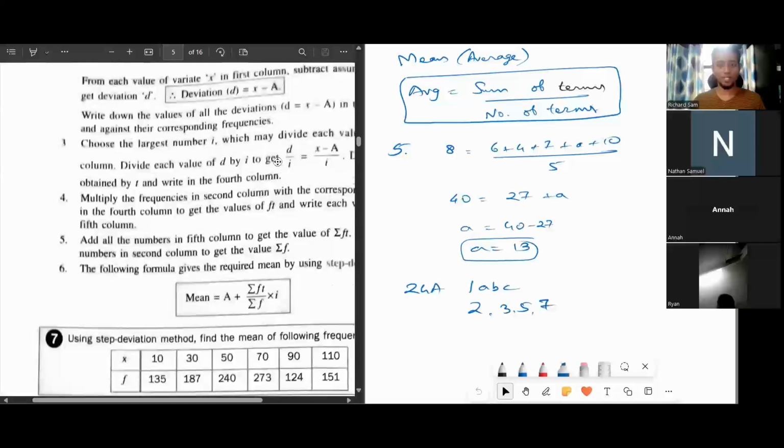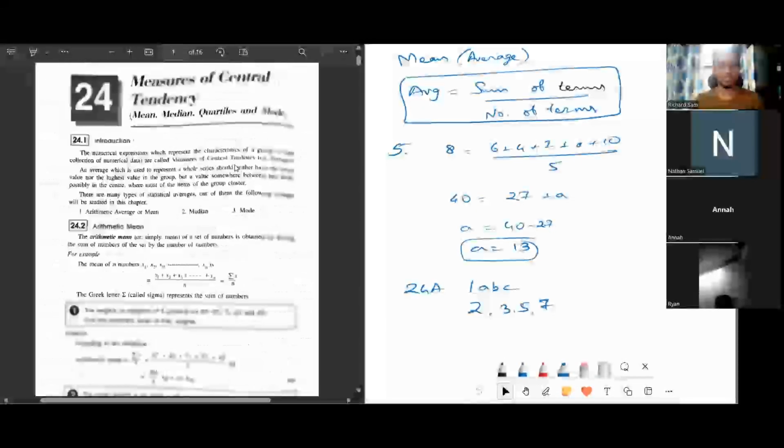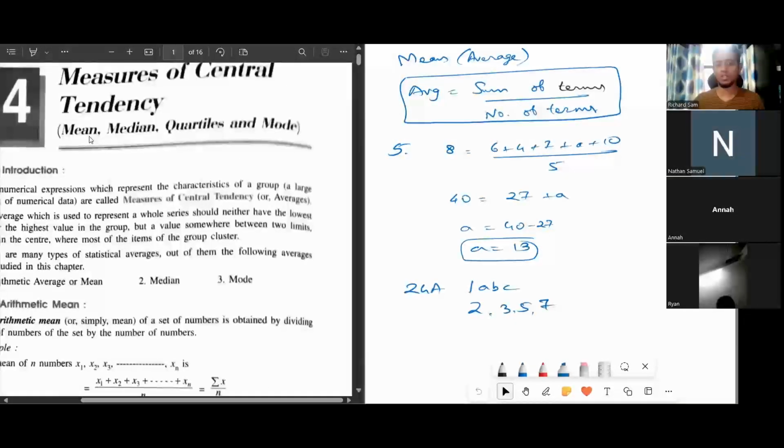Okay. So what is this chapter's name, everyone? Just a revision of what we saw in the last class. This chapter is measures of central tendency, where you're learning about three main topics. That is mean, median, and mode. Okay. Quartiles comes along with median. Now, what is the meaning of the word mean? Mean means average. Okay, average is something very common that you should have been doing from small.